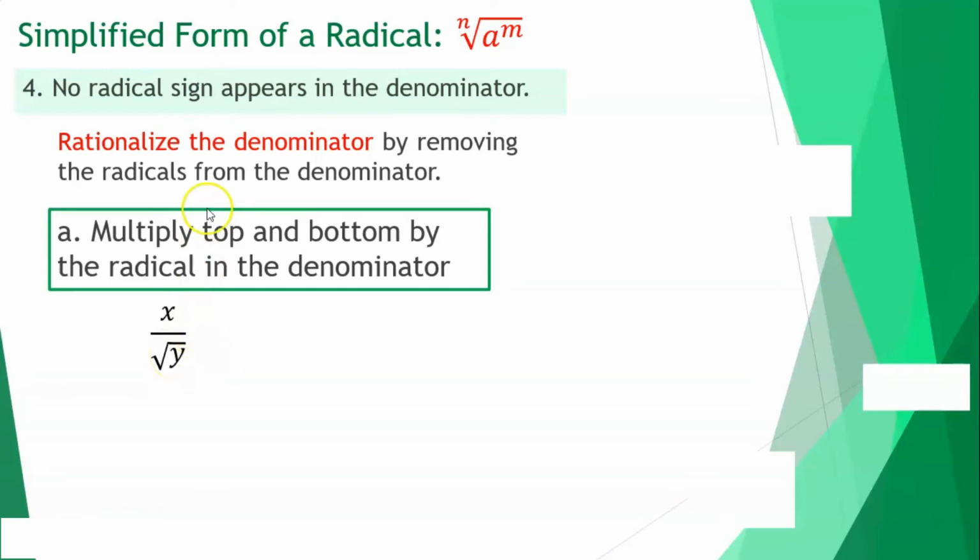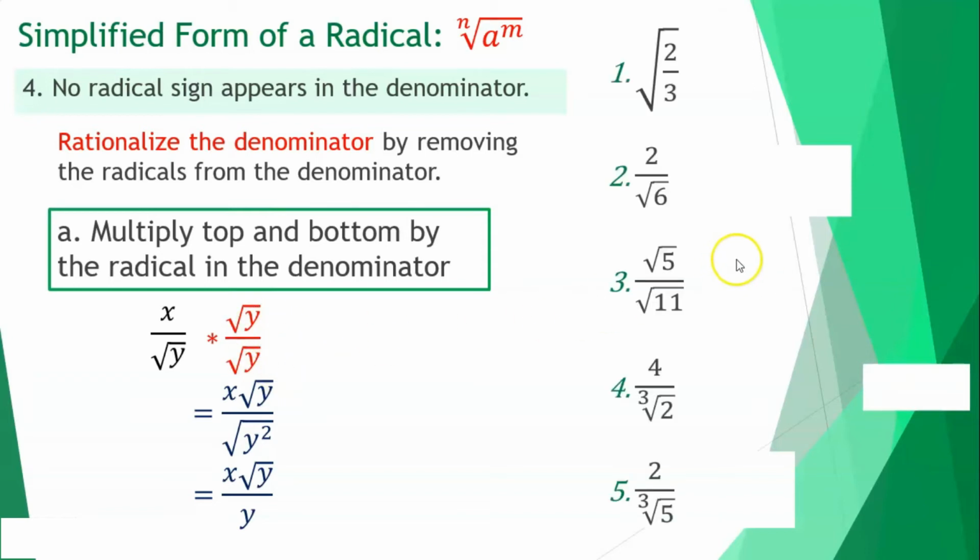To rationalize this, we need to multiply the top and the bottom by the radical in the denominator. So, in this case, multiply this by square root of y over square root of y. So, multiply this one, x square root of y, and y times y, that would be square root of y squared. So, simplifying further, you can cancel the square and the radical sign. So, this would be x square root of y over y. So, take note, the rule here in rationalizing radicals is to make the denominator a perfect square or a perfect cube to be able to remove the radical sign.